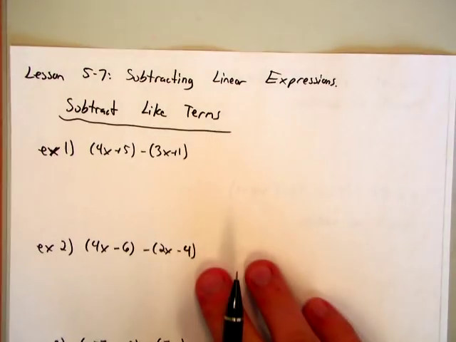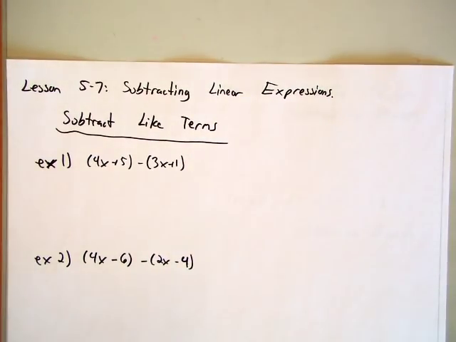All right, so today we're going to be talking about Chapter 5, Lesson 7. It's called Subtracting Linear Expressions. So just like with last lesson, when we were doing addition, we're going to do exactly the same thing. The only difference now is we're going to be subtracting.